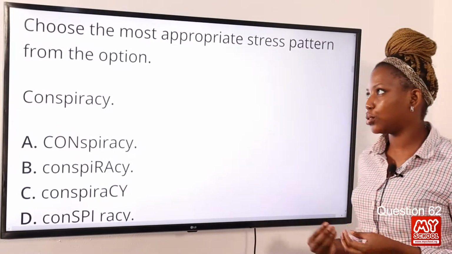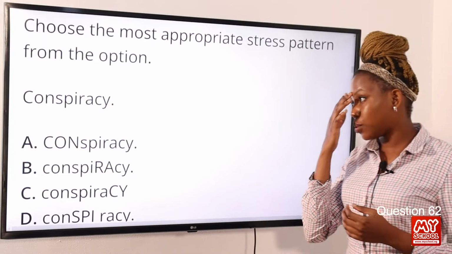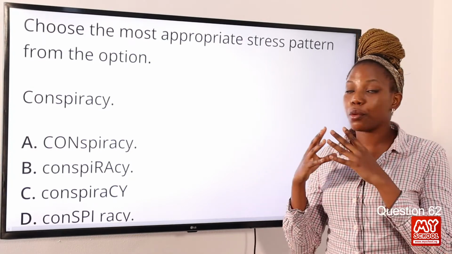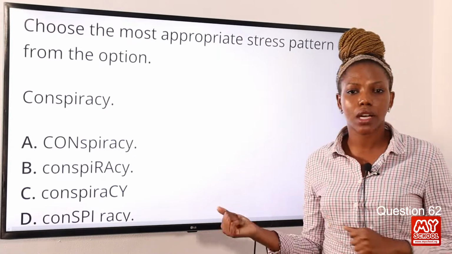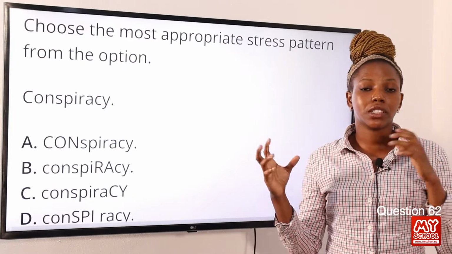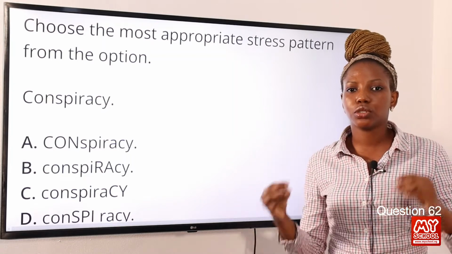Question 62. Choose the most appropriate stress pattern from the option. Now the word is conspiracy. For words ending with CY, TY, GY, PHY or AL, they usually carry their stress or have their stress on the third to the last syllable. The third to the last syllable.